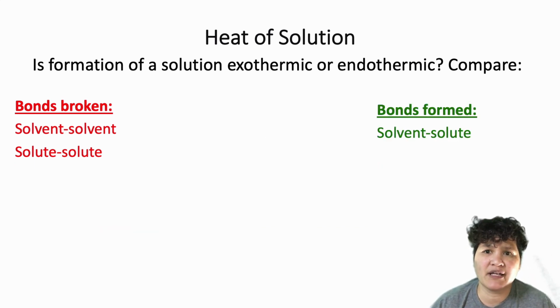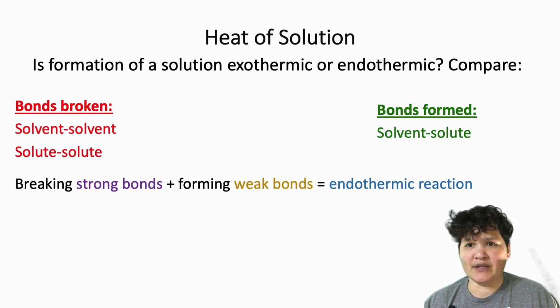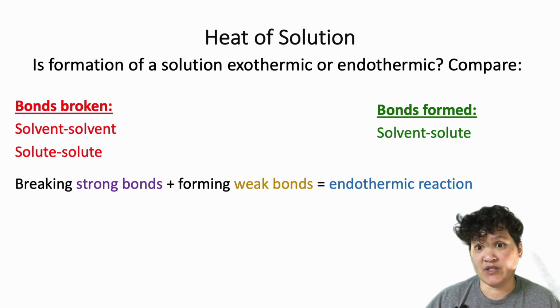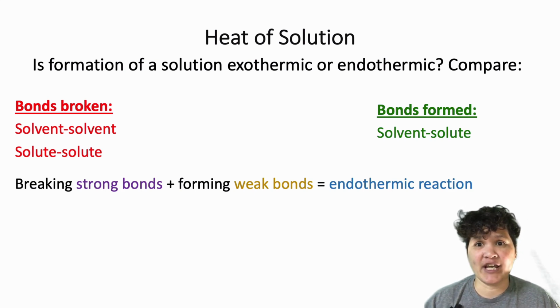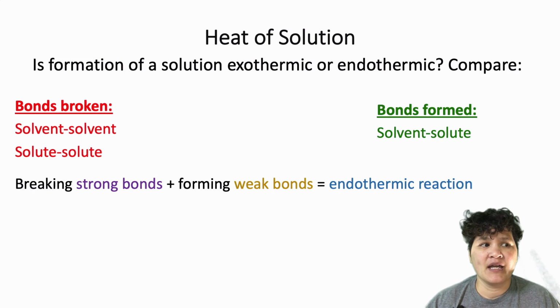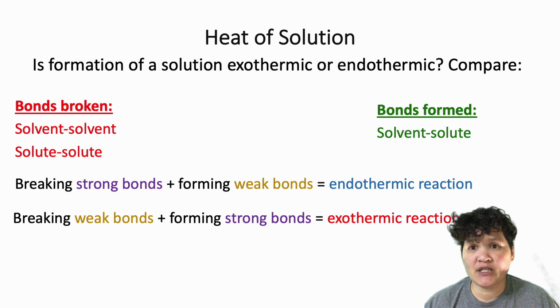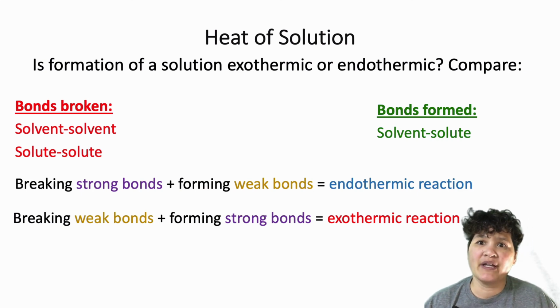So let's try to consolidate those concepts into a very simple way to remember things. If you're breaking strong bonds, which requires a lot of energy input, and forming weak bonds, which means you get hardly any energy out, then you're going to have an endothermic reaction. You put in more than you get out. If you break weak bonds, which requires very little energy input, and you form strong bonds, which means you get a lot of energy out, then you're going to have an exothermic reaction, because you get a lot of energy out after a very small amount of energy in. So overall, energy is going to come out.